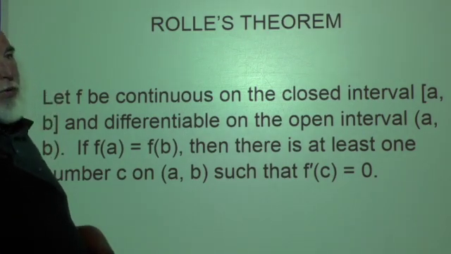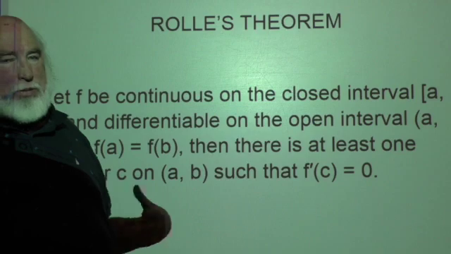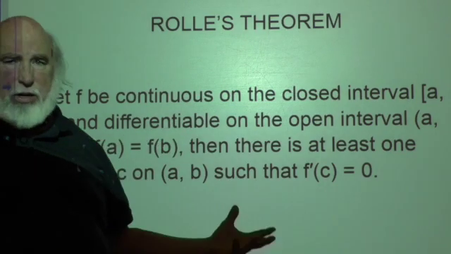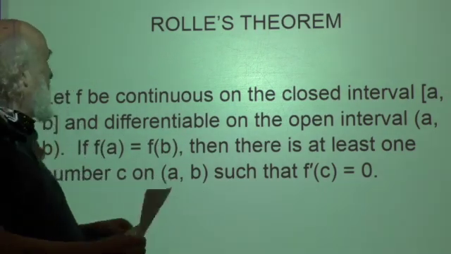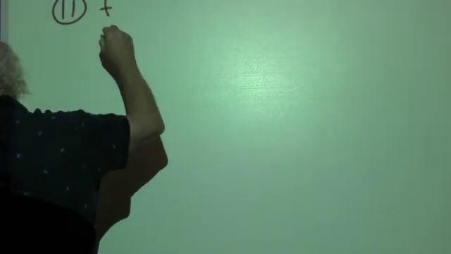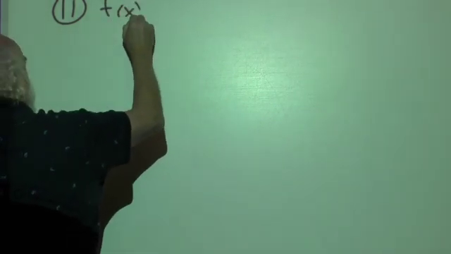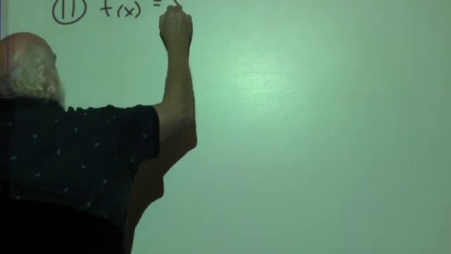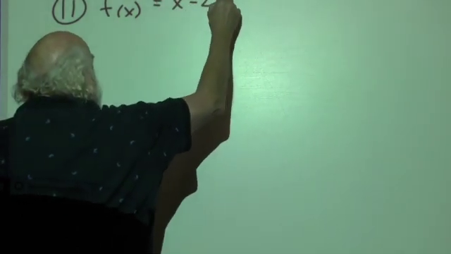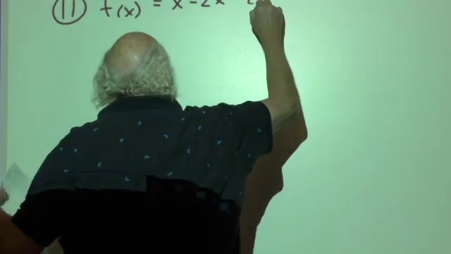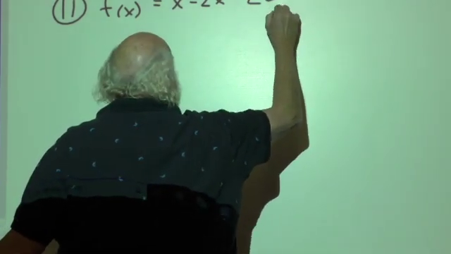Okay, so your problems are going to be dealing with this very idea. So we're going to take a look at some of the problems on page 176, and we're going to show all these little details that he's talking about here. We'll start with number 11 on page 176. And the problem says that the function f of x is x squared minus 2x, and the interval that we're looking at here is 0 and 2.